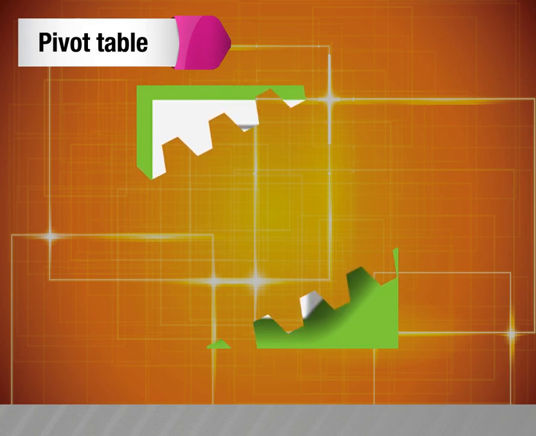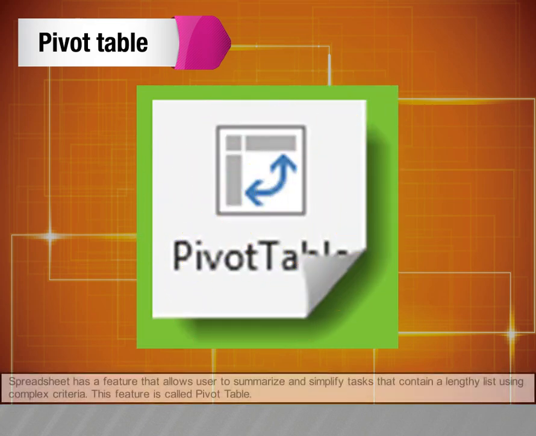Pivot table. Spreadsheet has a feature that allows users to summarize and simplify tasks that contain a lengthy list using complex criteria. This feature is called pivot table.